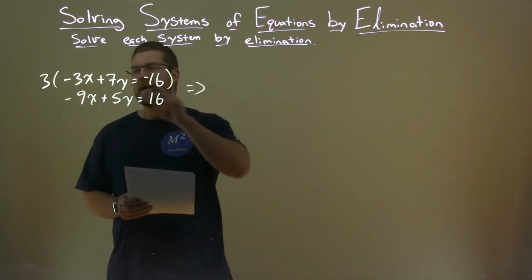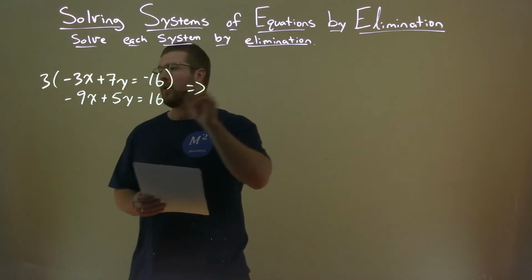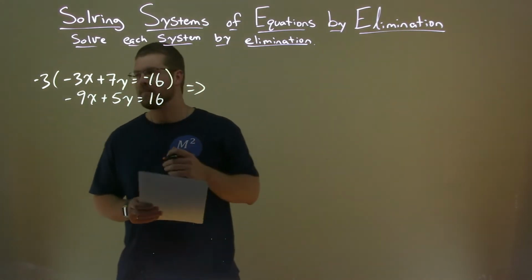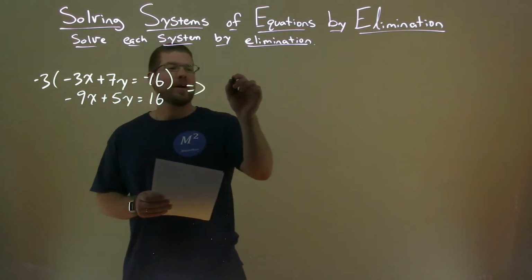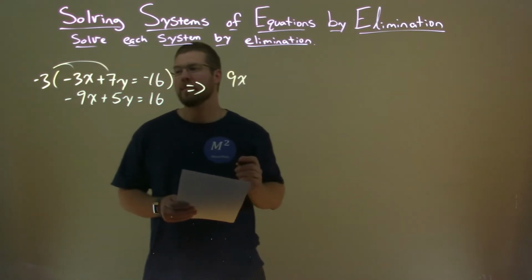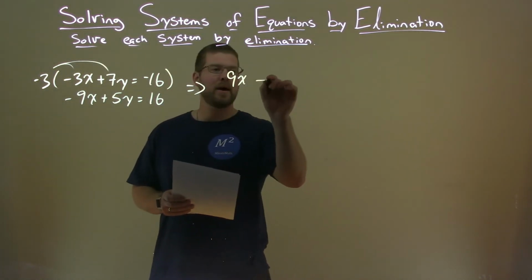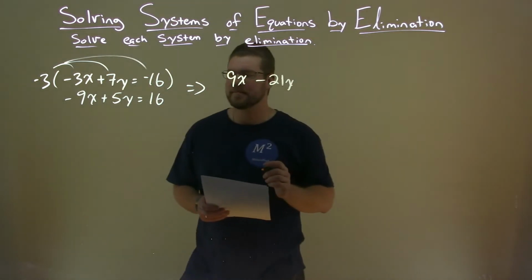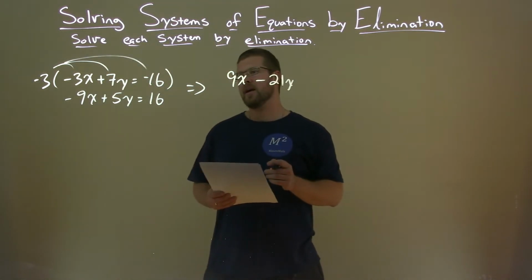What do we get? 3 times negative 3x, multiply it by a negative 3. I always do that. We want a positive 9x there. Negative 3 times negative 3x, positive 9x. Negative 3 times 7y is a minus 21y. And negative 3 times a minus 16 is a, what is that?